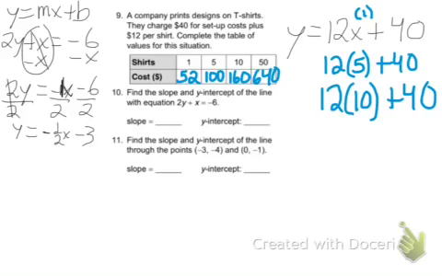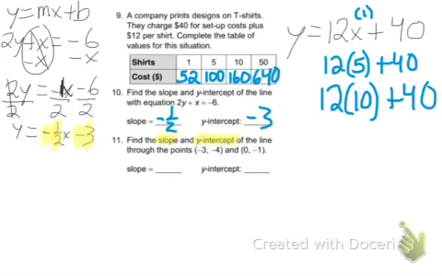If you write it like that, it's easy to see that here is our slope and here is our y-intercept. So for number 10, our slope is negative 1/2 and our y-intercept is negative 3. Moving on to 11, find the slope and y-intercept of that line.